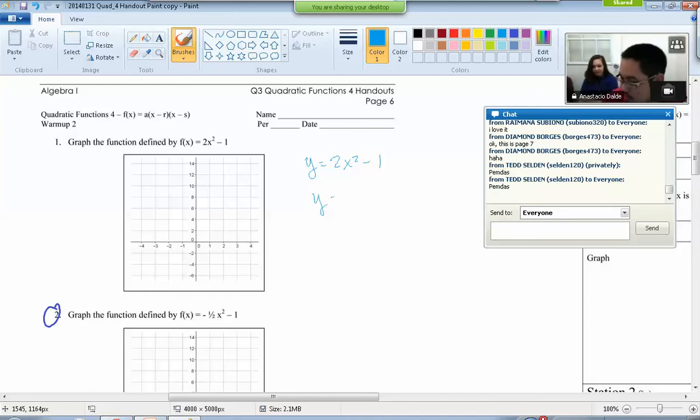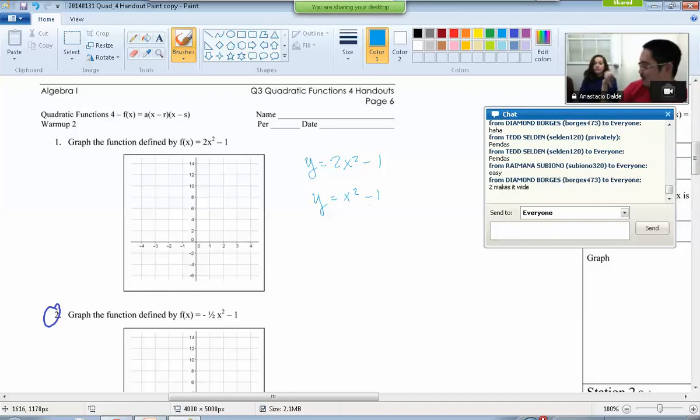Graph y equals x squared. What does that look like? Draw that graph. You got that graph? Tell me when you're done. Alright. Graph this. X squared minus 1. Try graphing that. You take your parabola and you shift it down. Now graph 2x squared minus 1.